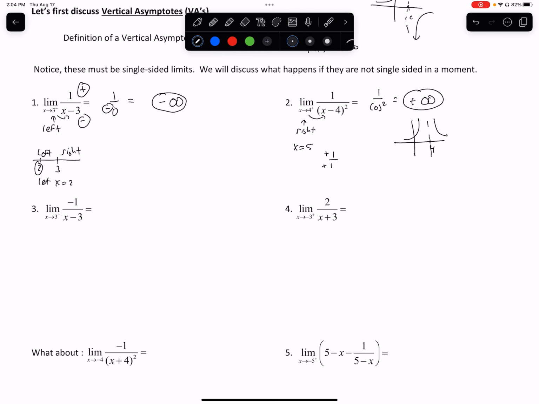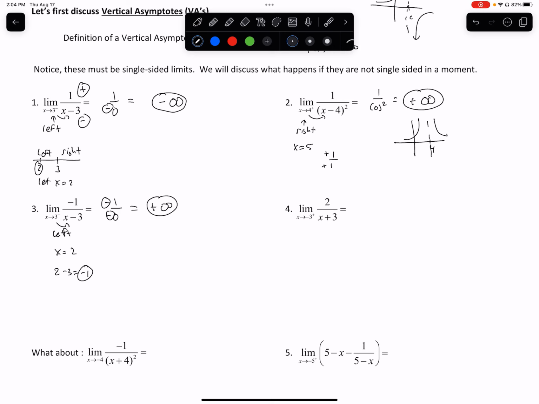Number 3, notice we got -1, but every time we plug in a 3, we're going to get 0. Again, we're coming in from the left, so I'll pick x equals 2 again. So if I pick x = 2, 2 minus 3 is -1. So the top is positive, and now the bottom is negative. Sorry, the top is negative, and the bottom is negative. 1 over 0 is infinity, and because they're both negative, we get positive infinity right there.